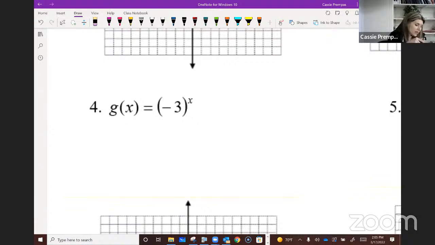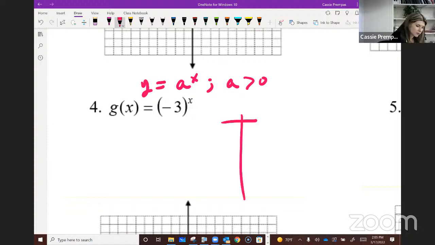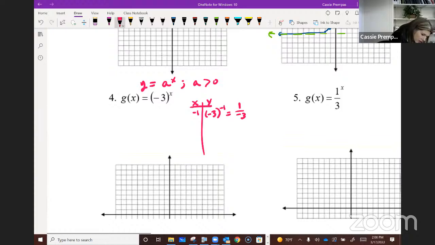And hopefully if you were trying this on your own, you stopped at this point in the video, because if I thought about a table for this, this is not in the form y equals a number a to the x, where a has to be greater than 0, which is important for the parent graph. Because look what happens if I plug in -1: I would have -3 raised to the -1st, which would be 1 over -3. So I'd have a point like -1, negative 1/3.